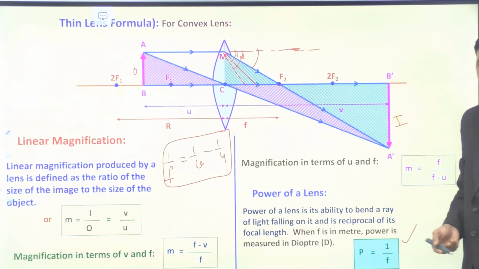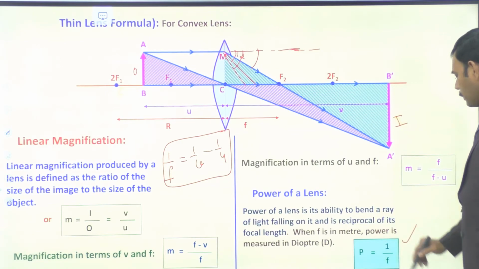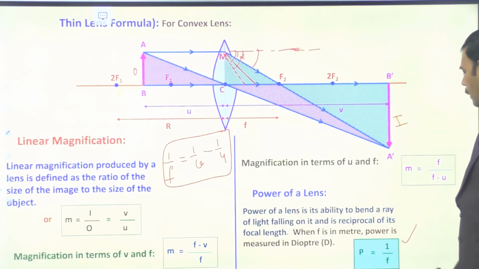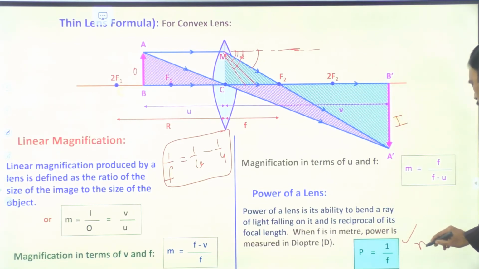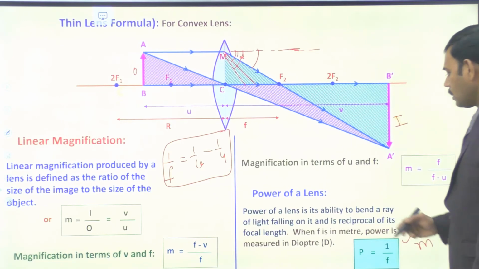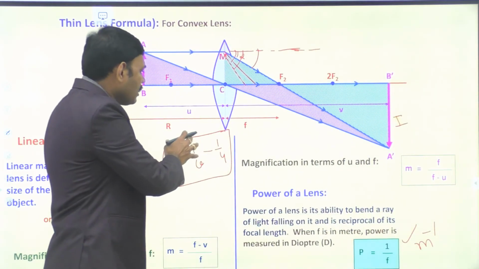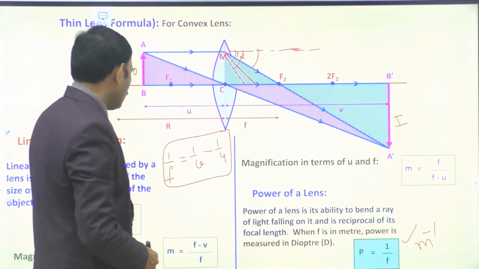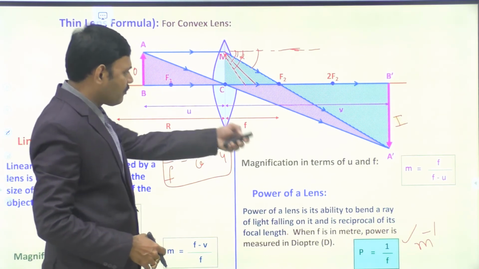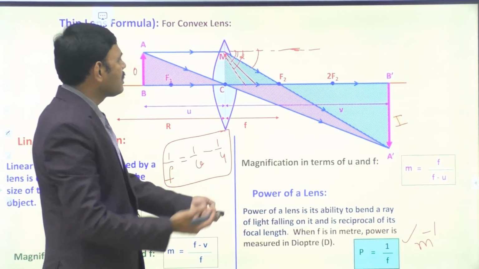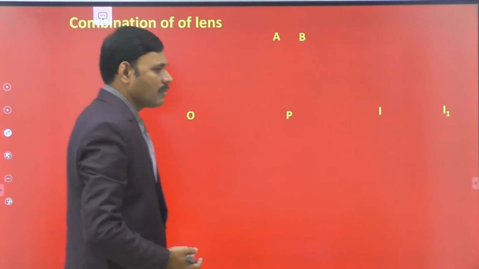Power of any lens is the reciprocal of focal length. P is equal to 1 by f. And the SI unit of power is meter inverse, because the SI unit of focal length is meter. Meter inverse is also known as the diopter. Diopter is the SI unit of power. So, in this part especially, we discussed magnification expressions in different forms as well as power. So, let us continue to the combination of lenses.